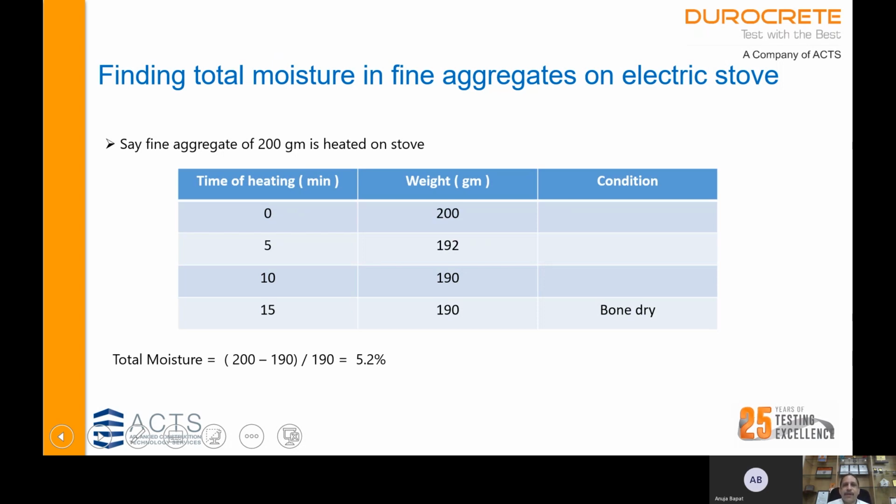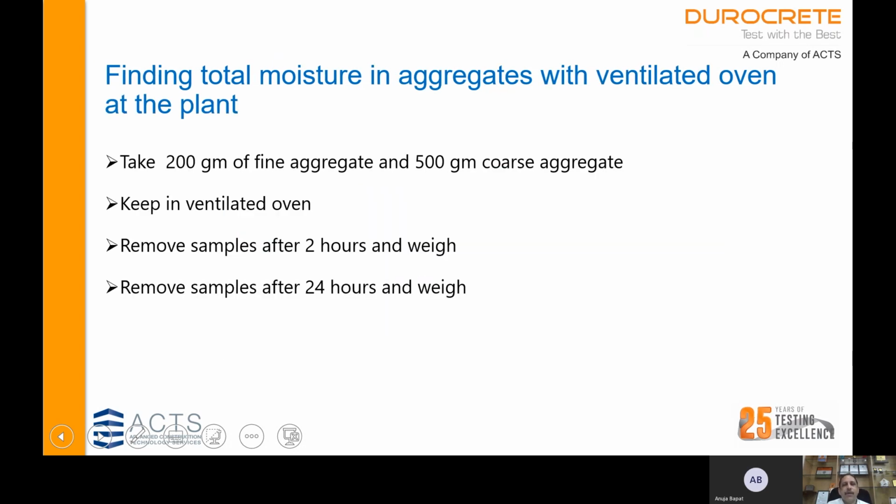So the difference between 200 and 190 divided by 190 is 5.2%. So total moisture present is 5.2%. We can also find the total moisture in aggregates with a ventilated oven at the plant.